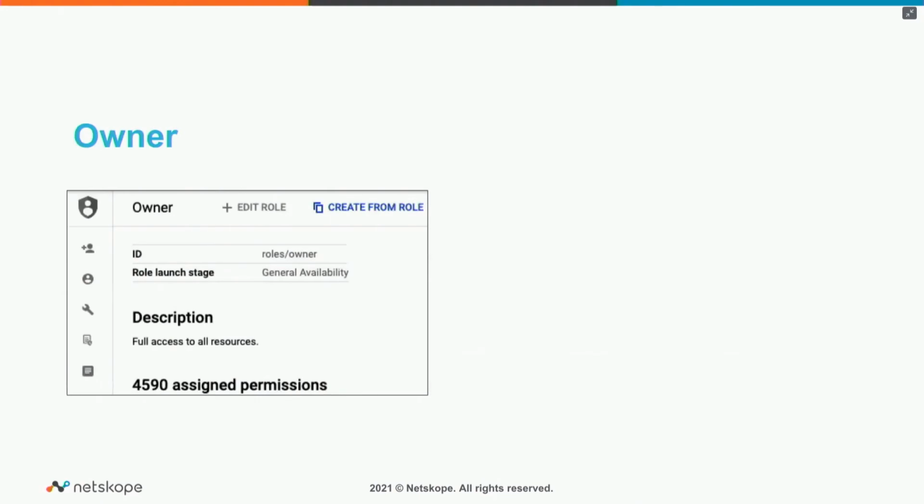So again, owner is a basic role. This means that if you look at it in the console of GCP, you can see that there's over 4,500 different API calls this thing can make. And even the description tells you this is full access to all resources. So this thing is like the root account at the organization level now.